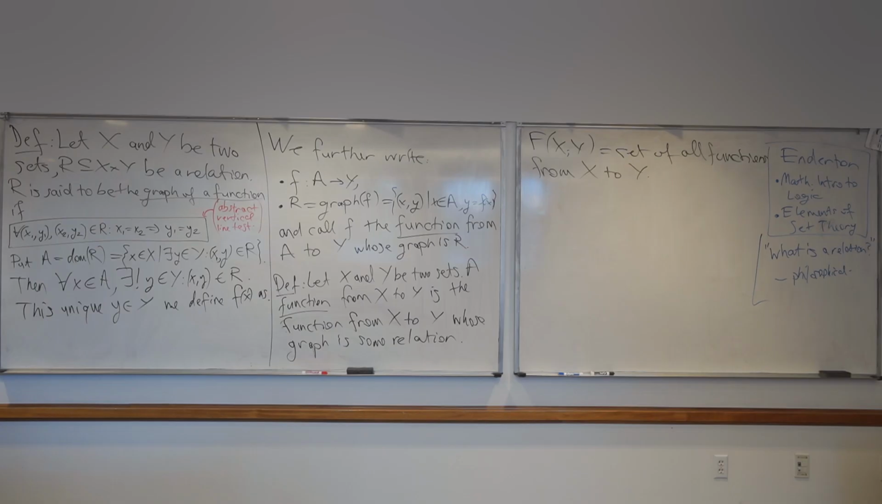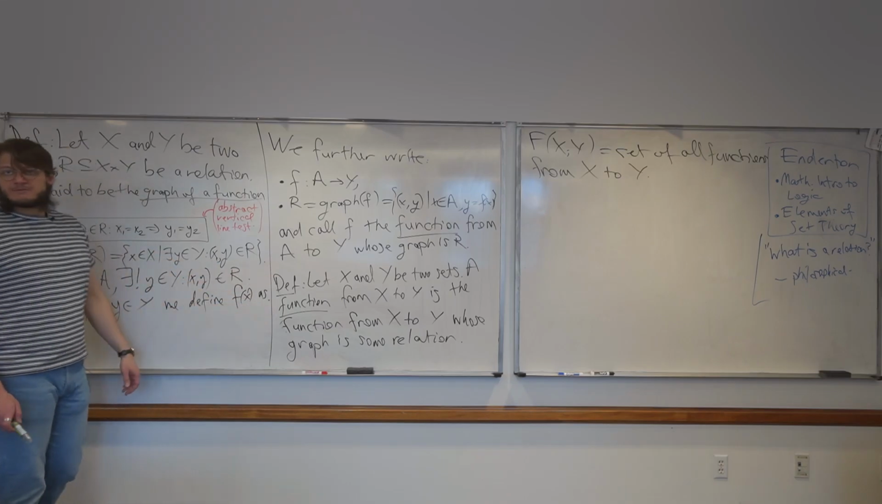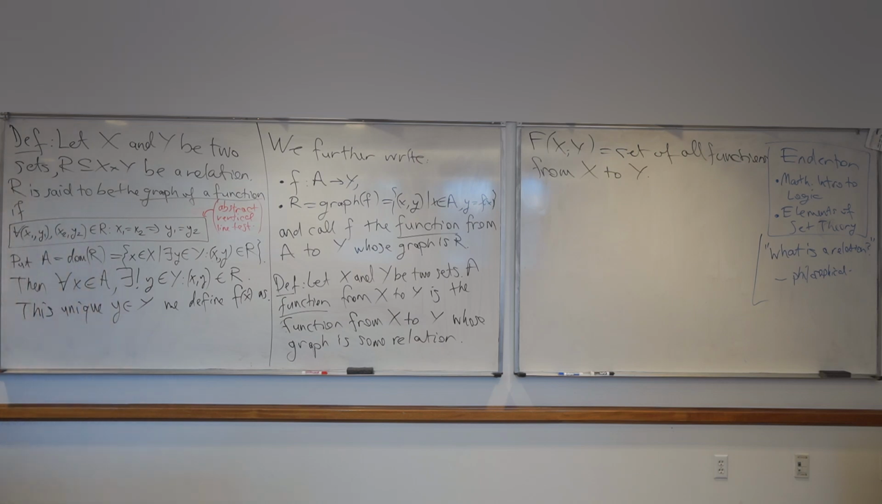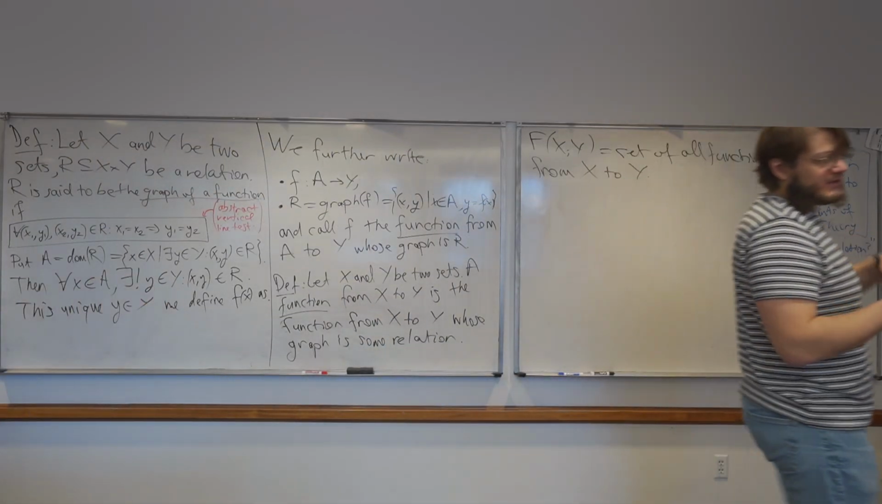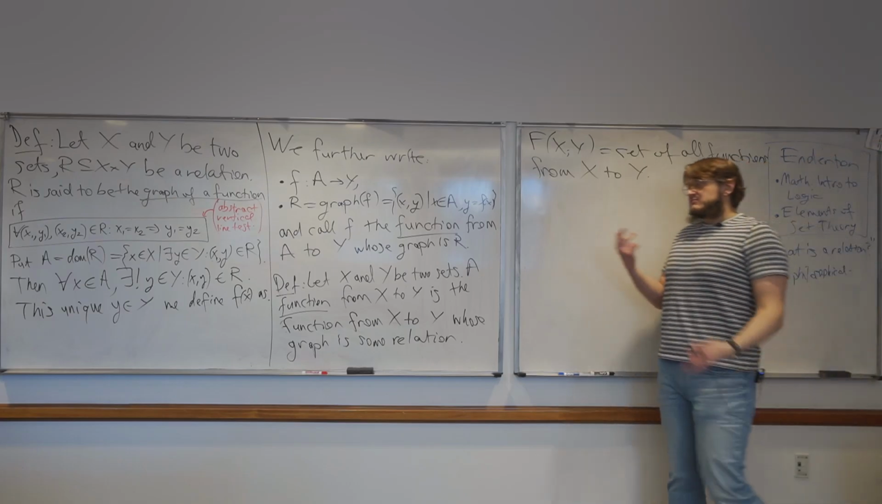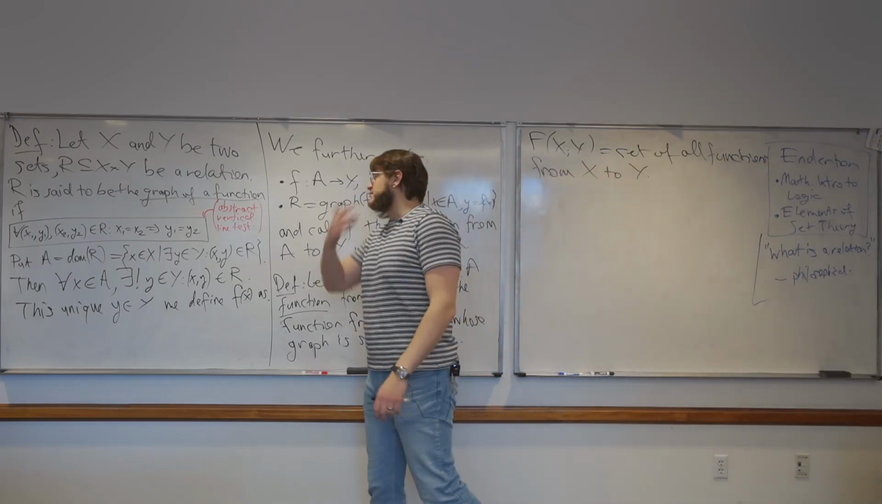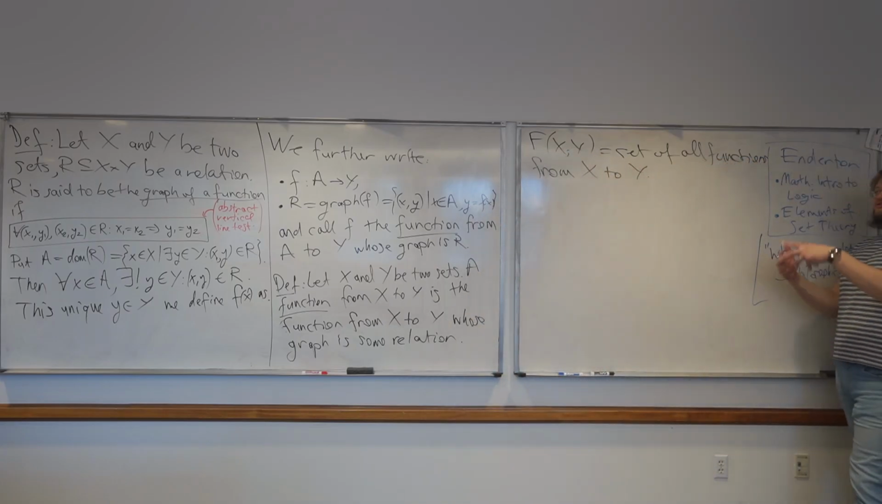Can you just read out what that bottom line on the left side of the board says? This one? Yeah. This unique y in Y, we define f of x as. Thank you. So the more intuitive way of defining a function from X to Y would be to say for any x, you associate to x some y. So that's a rule, you would say. But rule is not a mathematical object, technically speaking. So you end up needing to do this roundabout way.